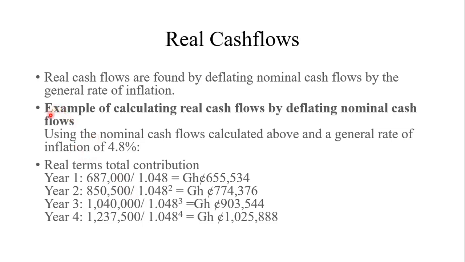So let's take this example. Example of calculating real cash flows by deflating nominal cash flows, using the nominal cash flows calculated above and a general rate of inflation of 4.8%. So I think there is some data that is missing here. We're given data on total contribution for years 1, 2, 3, and 4.